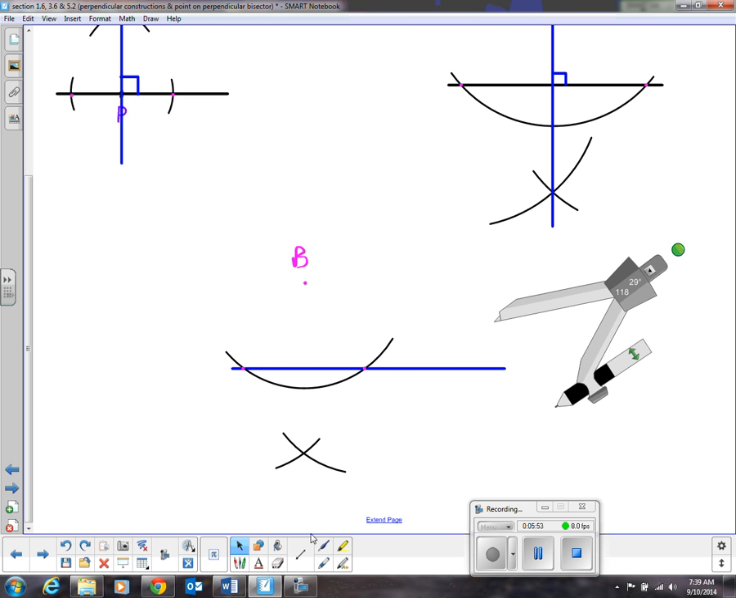Now, how do I get my perpendicular from here, Kayla? Right, through my point B, through that point of intersection. What's this relationship, Harper? So what do I need to draw? So there's that and that. So I want you to do this construction 3 times.